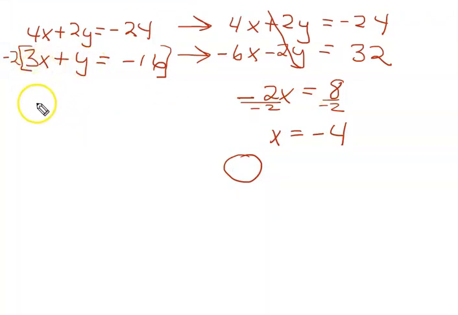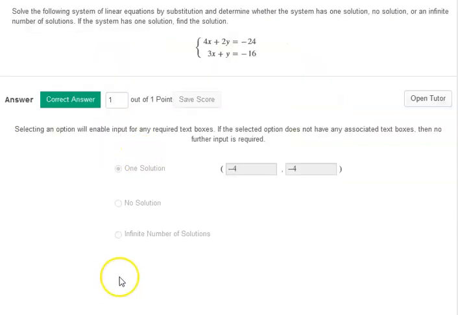So negative 4 times 3 is negative 12 plus y equals negative 16. And I add 12 to this side, add 12 to this side, I get y equals negative 4 also here. So I had a little flub there, but there is then the ordered pair, the point of intersection.